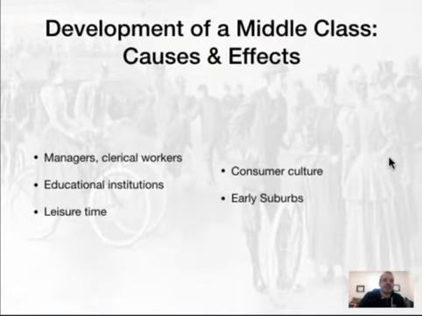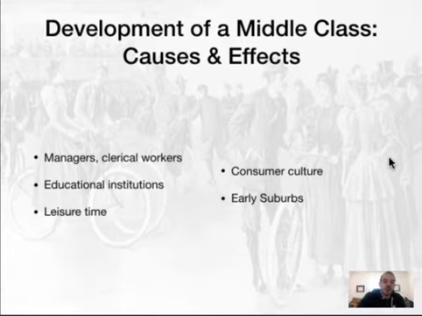We also see in this time period a development of an American middle class. Managers and clerical workers, as part of industrial capitalism, are going to make up that middle class. Rising numbers of educational institutions are going to produce more and more Americans that are going to call themselves part of a growing middle class. And these middle class people have leisure time opportunities like attending sporting events, parks, bicycles, all sorts of things, more things for Americans to do in their leisure time.